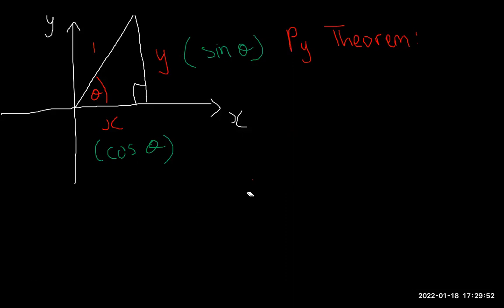Pythagoras' theorem doesn't have anything to do with that. A squared plus b squared equals c squared. A squared plus b squared equals c squared.